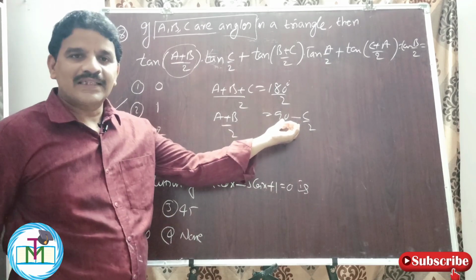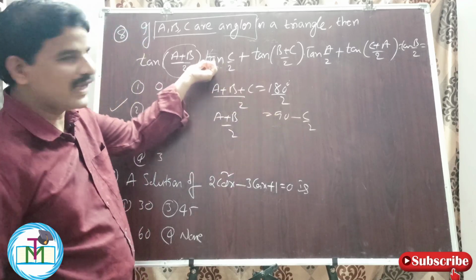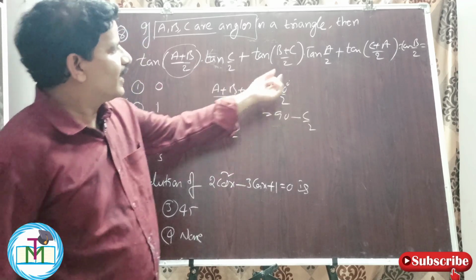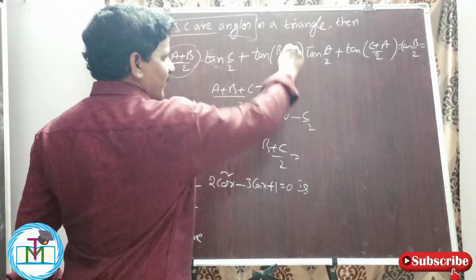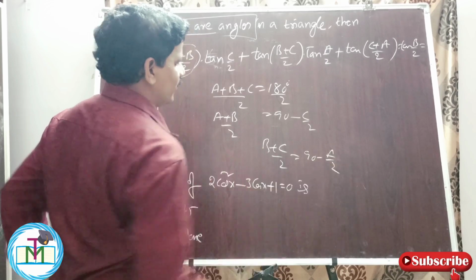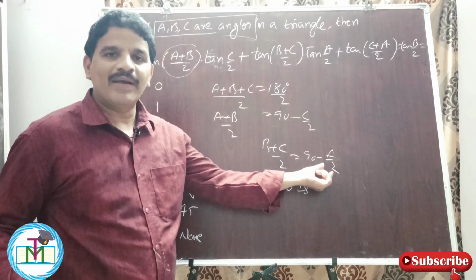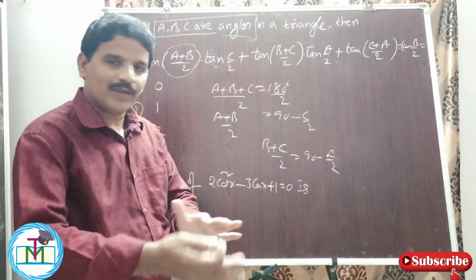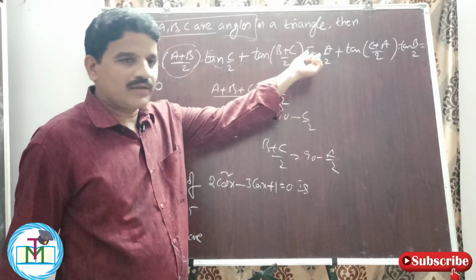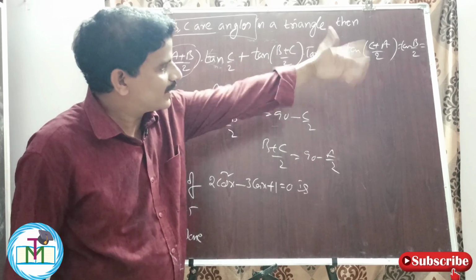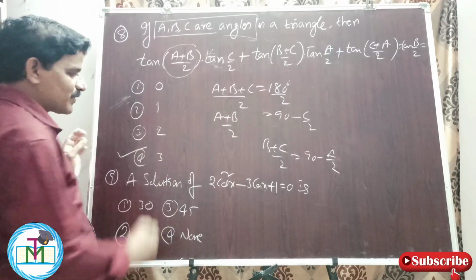Tan of 90 minus theta. What is tan 90 minus theta? Cot theta. So it means cot C by 2. Cot C by 2 into tan C by 2 is equal to how much? 1. Similarly, B plus C by 2 can be written as what? 90 minus A by 2. So tan of B plus C by 2 is equal to tan of 90 minus A by 2. What is tan 90 minus theta? For 90s and 270s, tan becomes what? Cot. Therefore, tan 90 minus A by 2 is cot A by 2. Tan into cot, cot into tan, 1. Similarly, tan into cot is what? 1. Therefore, 1 plus 1 is what? 3. Option 4 is the right answer.